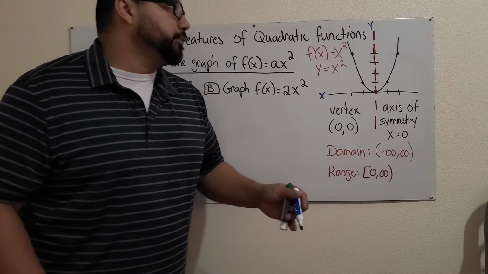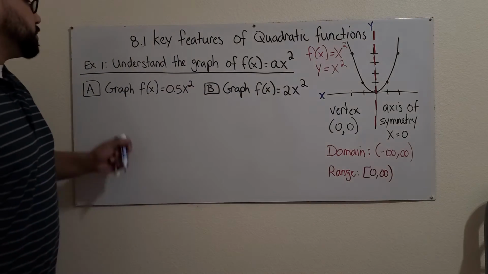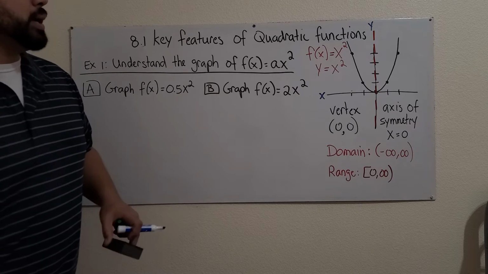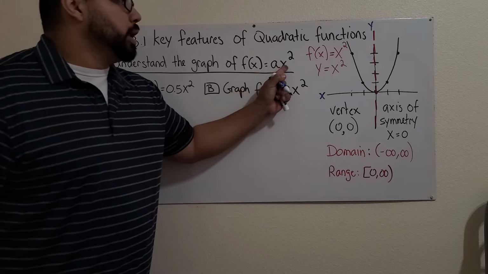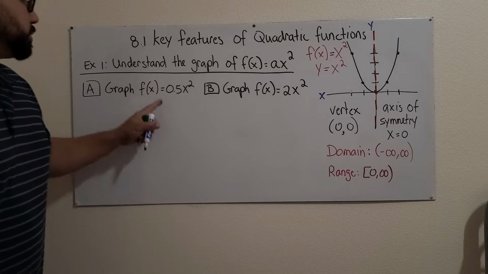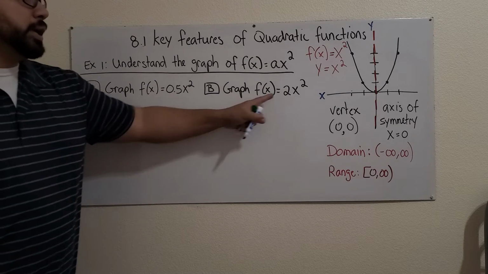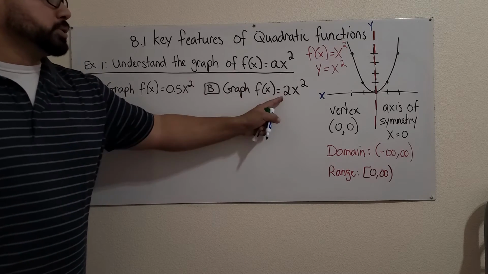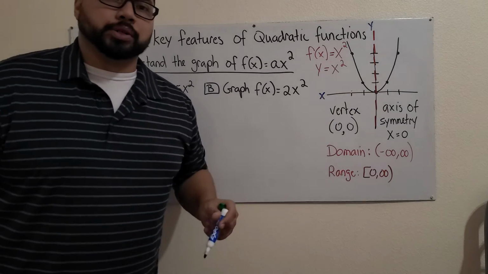So that's it for your parent function. Now let's compare it to what they want to do in example 1, which is graphing ax squared, as in you will have a number in front of your x squared term. Here it's the number 0.5, here it's the number 2. It's our job to figure out what these two numbers do to the parent function, okay?